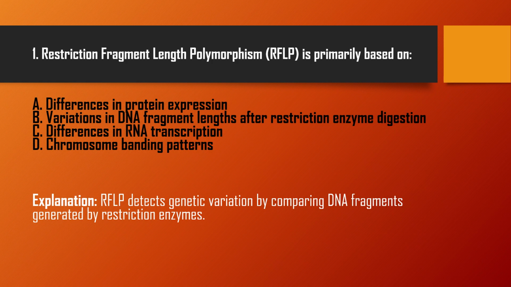RFLP is based on variations in the length of DNA fragments produced after digestion with restriction enzymes, that is, restriction endonuclease enzymes. Genetic mutations can create or remove restriction sites, resulting in DNA fragments of different sizes. And these fragment length differences are then analyzed to identify genetic polymorphism. So, the correct answer is variations in DNA fragment length after restriction enzyme digestion.